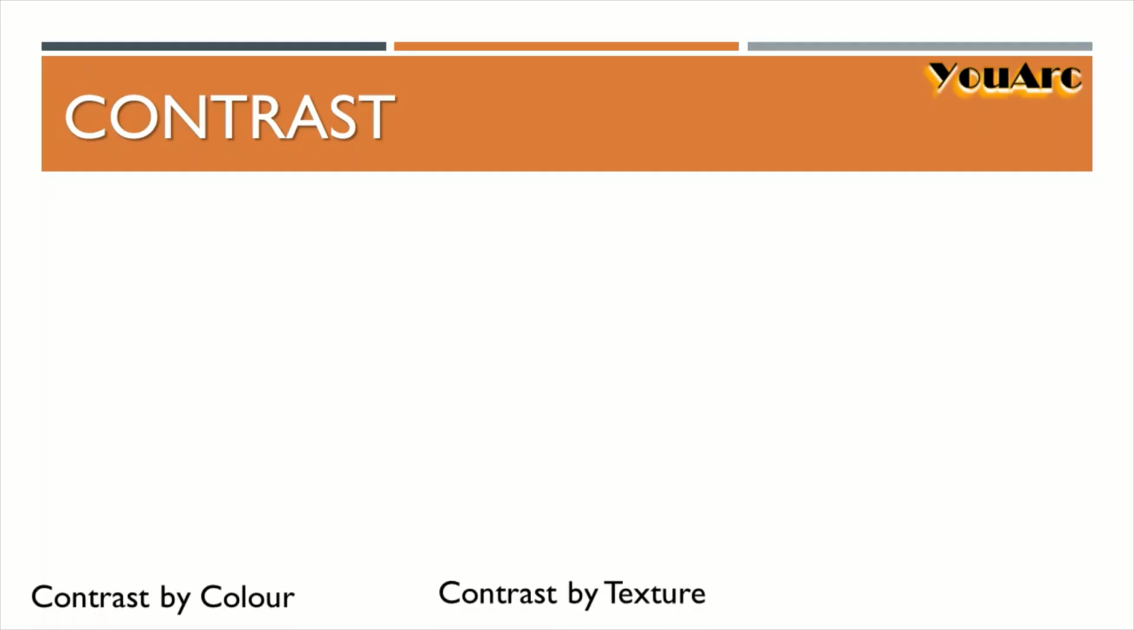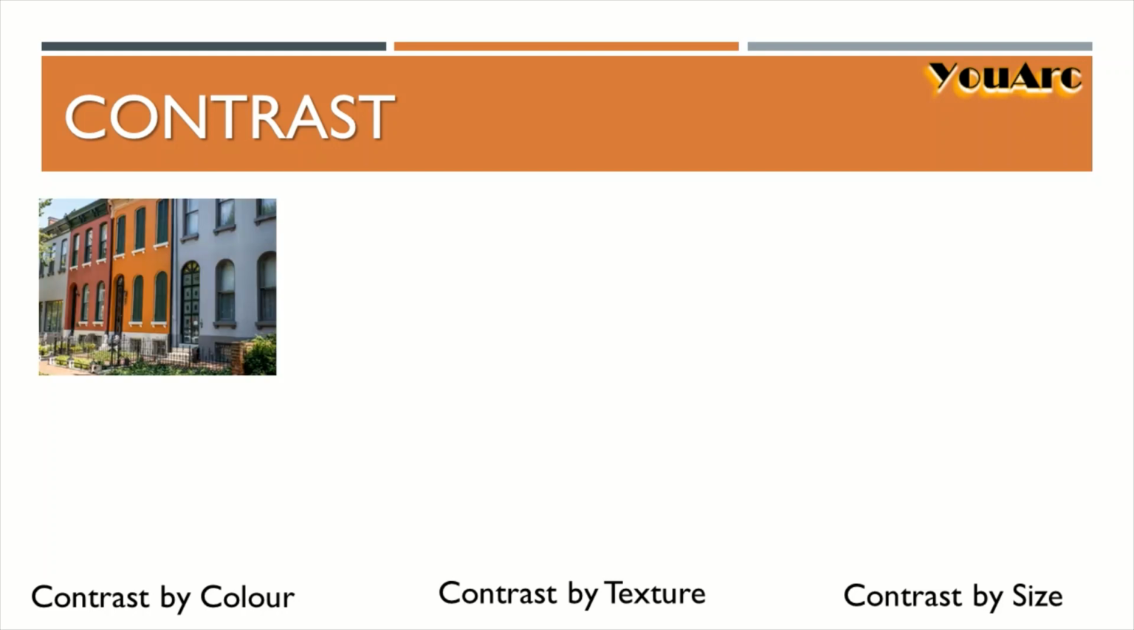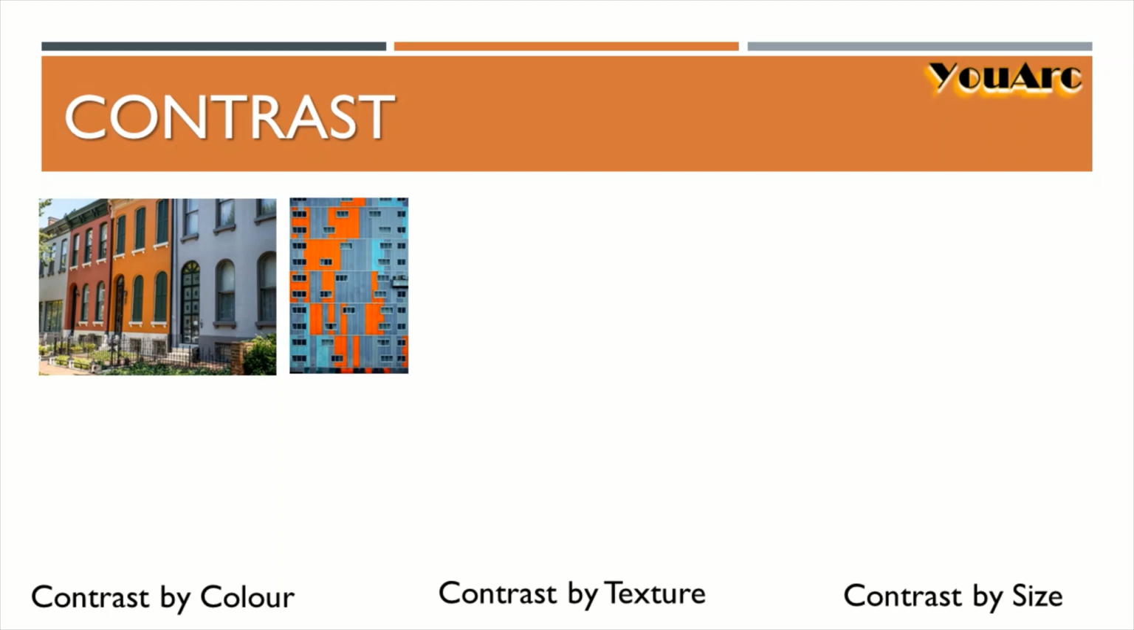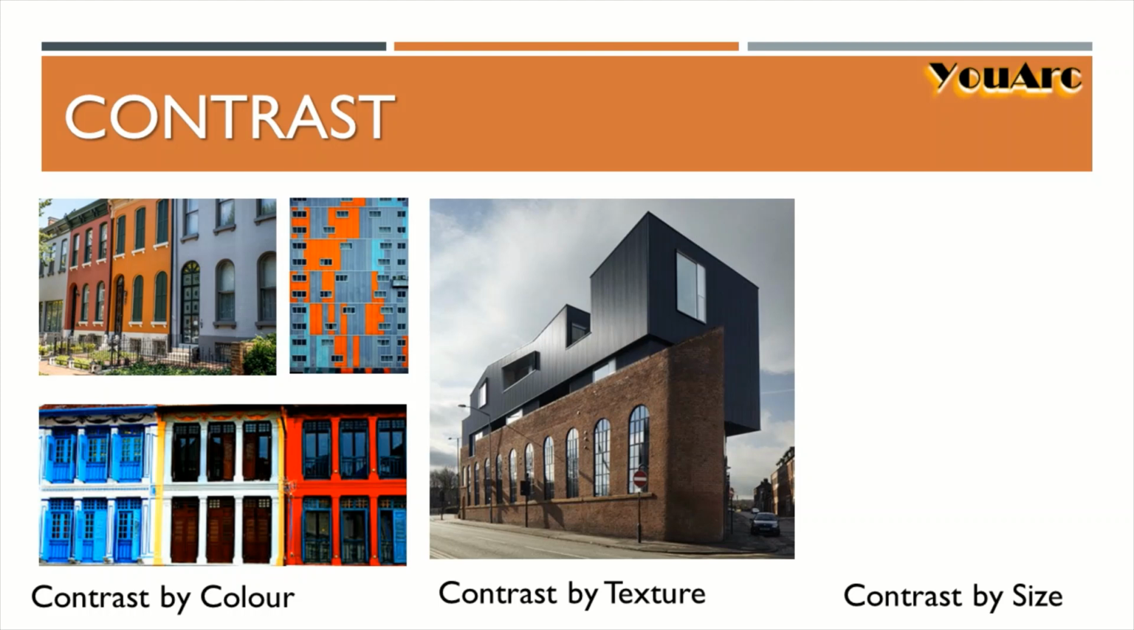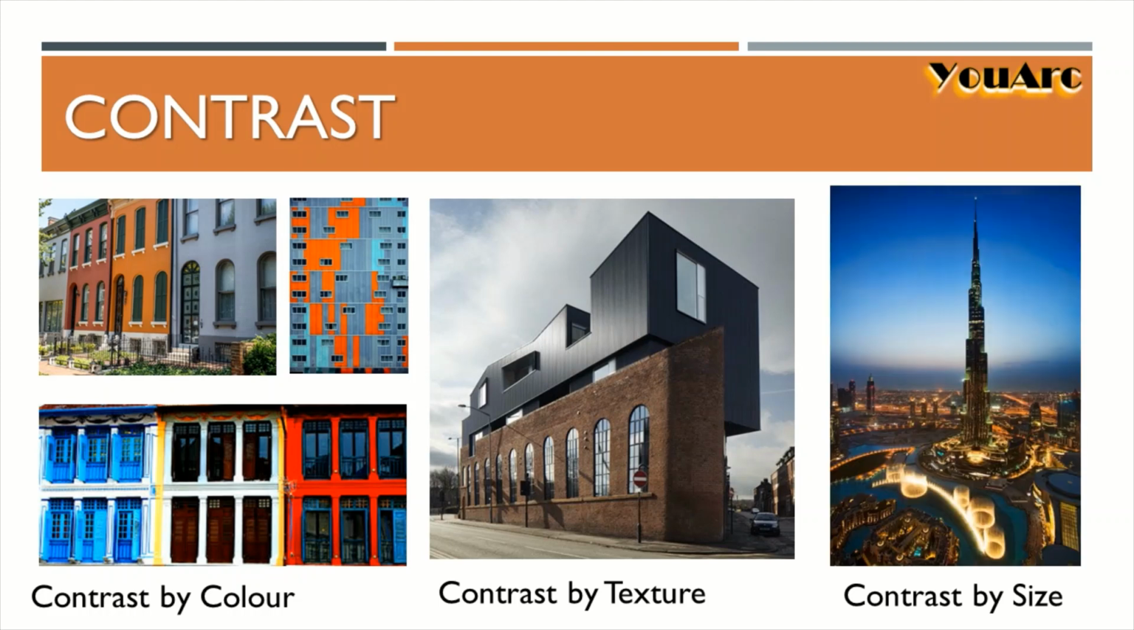So let's look into the examples of contrast, first by color, by texture and by size. So look into these images and try to understand how they are contrasting and which is that element which is giving that sense of contrast. You can also note that the contrast by size sometimes can create a sense of hierarchy or dominance. And the contrast by texture example, sometimes, as in this case, it is also a contrast by color.